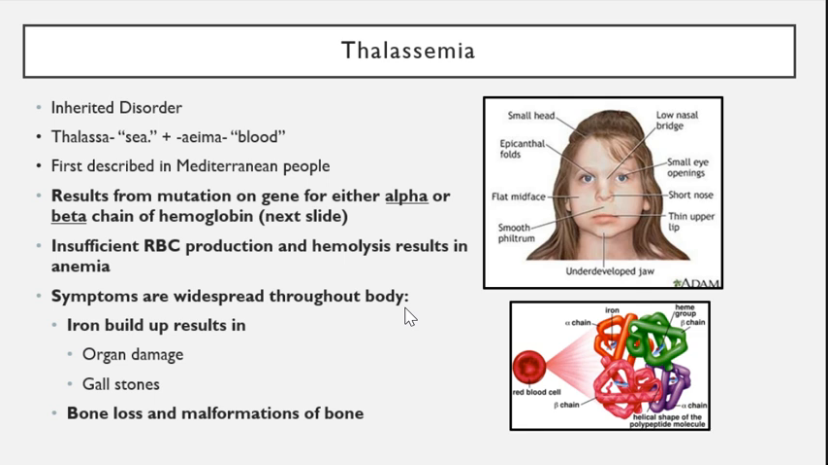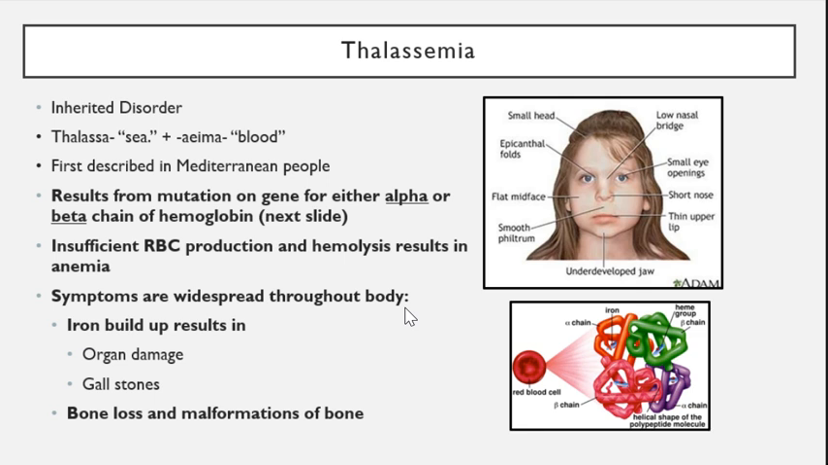So thalassemia is another genetic disorder. Did we talk about this in genetic disorders? I can't remember. Whatever, we'll review it here. So what this is, it comes from sea blood, and it was first described in Mediterranean people. That's where it gets its name from. But it's a mutation in either the alpha or the beta chain of hemoglobin. And you'll see next slide what I mean by that. But because you have these mutations, you have insufficient red blood cell production and hemolysis.